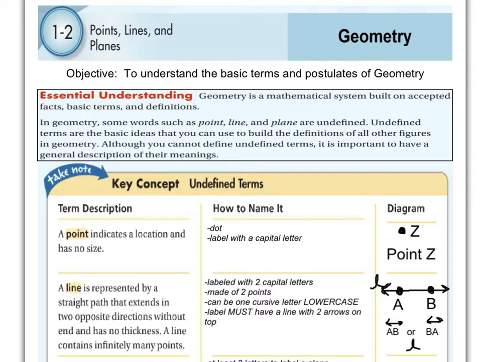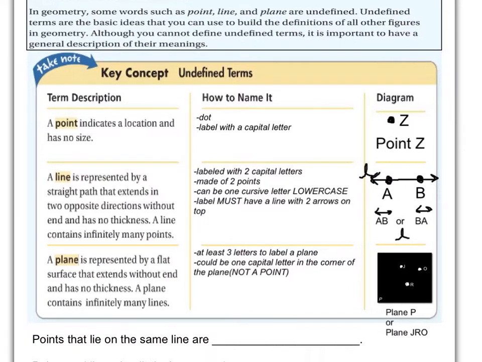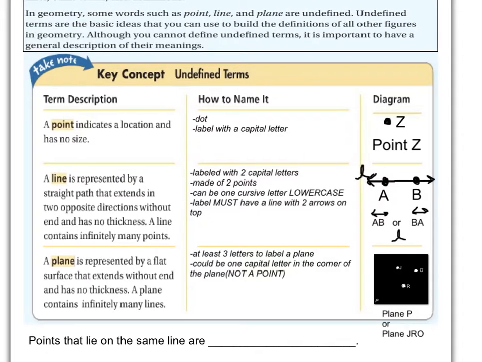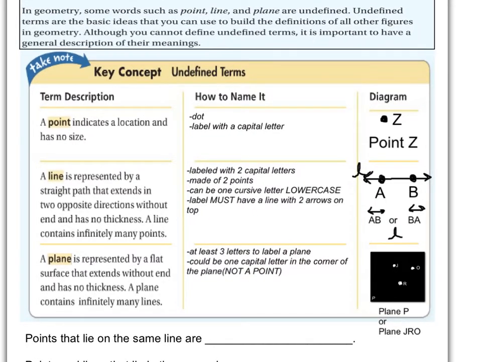So let's take a look at the key undefined terms here in geometry. There are really three undefined terms that are very important, and many of you have seen these before. The very first undefined term is a point. A point indicates a location and has no size. How do you name it? You name it with a dot, and you also name it with a capital letter.